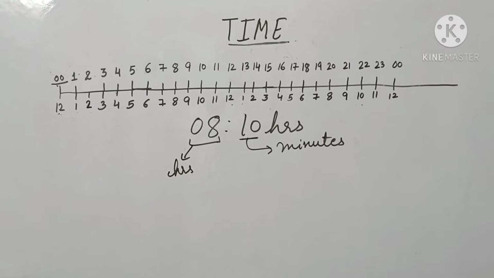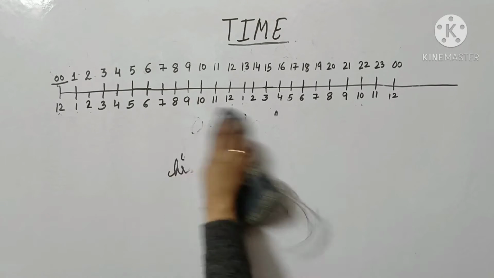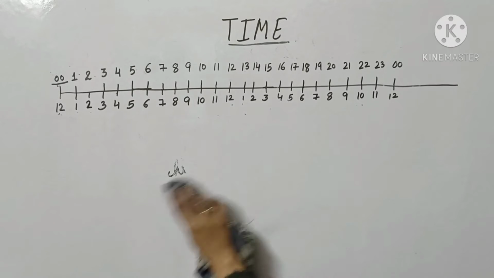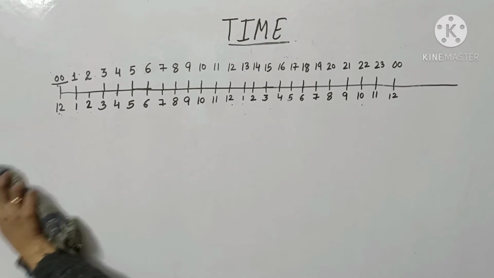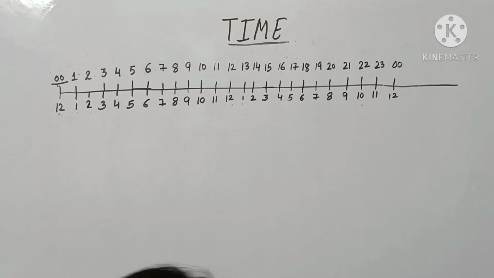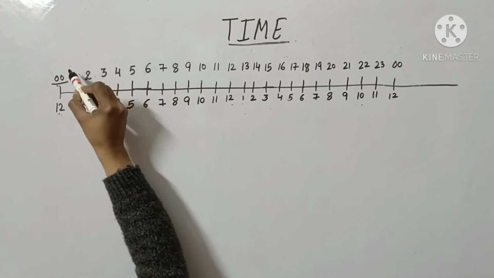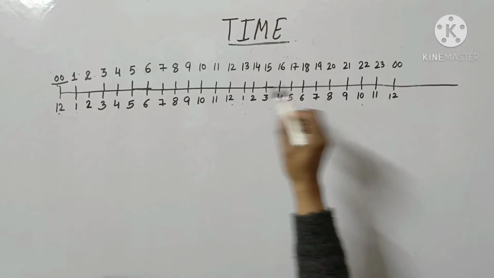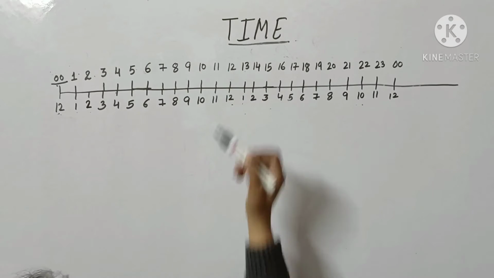Understood? Now, I have already explained you 12-hour clock time. And I have told you in 12-hour clock time, the hour hand goes round the clock twice a day. Why twice a day? Because a day has 24 hours. See, this is my 12-hour clock time and this is my 24-hour clock time. Now I will be explaining you the basic difference between 12-hour clock time and 24-hour clock time.